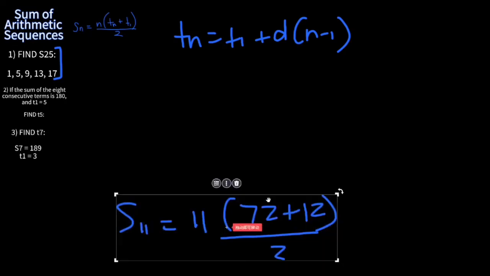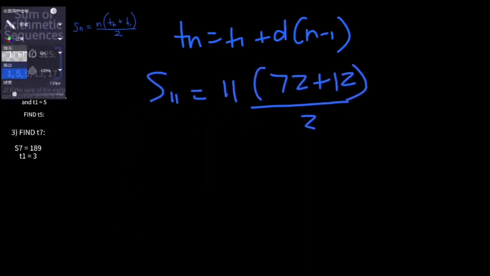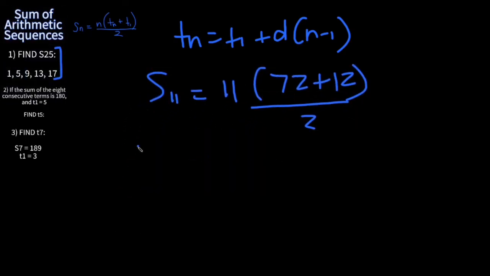And let's just move this up. And that's 11. We don't know that, but it doesn't matter, because we have everything here to solve it. So 72 plus 12 is 84.